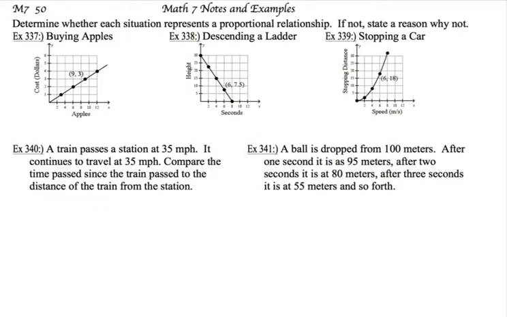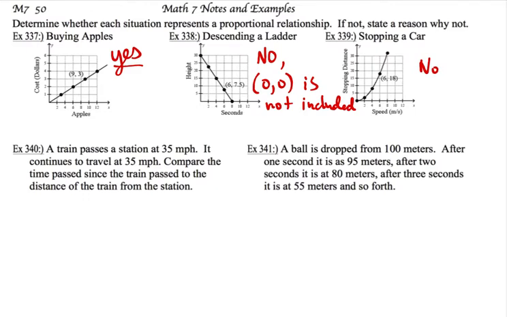Okay, tell whether each situation represents a proportional relationship. If not, state the reason why. On this one, it's a straight line through the origin, so yes. This one is a straight line but not through the origin, so no. And I'm going to say the 0, 0 is not included. It needs to be included in the line. Otherwise, it is not proportional. Okay, stopping a car. On this one, it is not a straight line, so no. I could just say not linear. That is a little bit cleaner way of saying it.